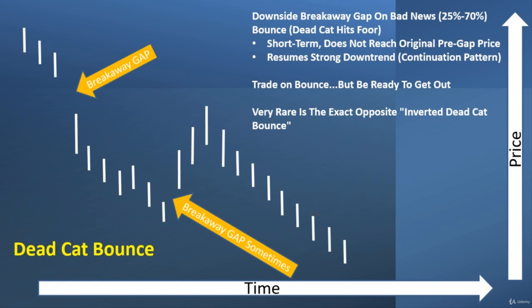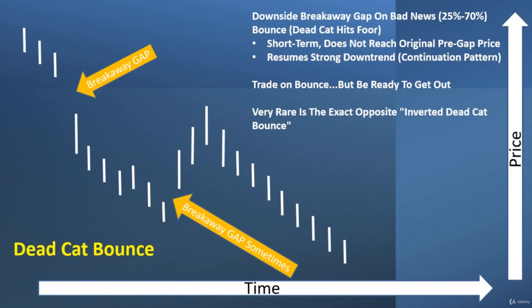You can have the exact opposite of that, and that's even rarer than a dead cat bounce, which is an inverted dead cat bounce. Just imagine this, but you're in an uptrend, and all the same concepts apply. It's just in an uptrend is what would be happening. Again, very, very rare, but if you see that, you can trade appropriately around that.